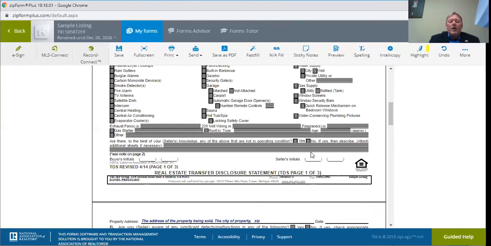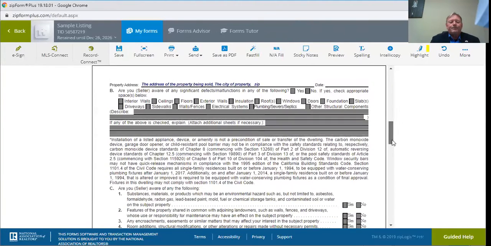And then also, once they've completed the first section of the yes or no questions regarding the house, then the next portion is, to the best of your knowledge, is there anything in non-operating condition? Again, the seller would mark either yes, or they would mark no, and they would fill that out, and then they're going to initial page 1.